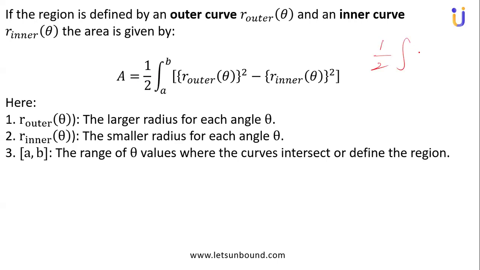Half and that r theta square, right? But here r outer minus r inner. Outer means which has a larger radius, inner means which has a smaller radius. And a and b are the bounds. Here, the intersection points matter. It's not 0 to 2 pi every time. The curves will intersect at some point. For example, this is my curve and this is another curve where they are intersecting. Also, finding bounds is very important here. A little confusion might give a different area.